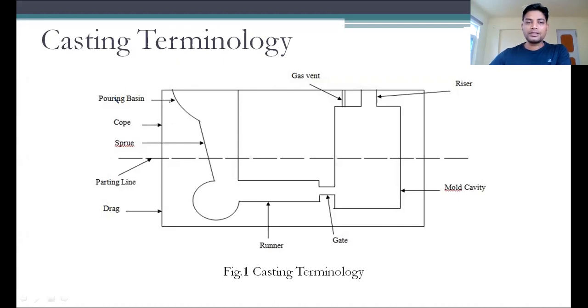Okay, so this is a pouring basin. We are calling it a pouring basin because through this we are pouring the molten material. Look guys, generally what happens is, if there is a tap, and we keep a bucket below the tap, as we turn on the tap, the water starts coming and falls in the bucket.